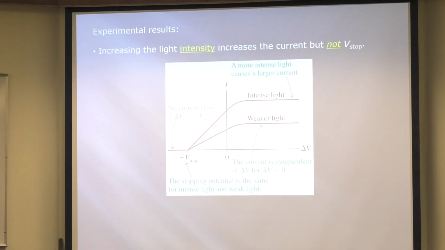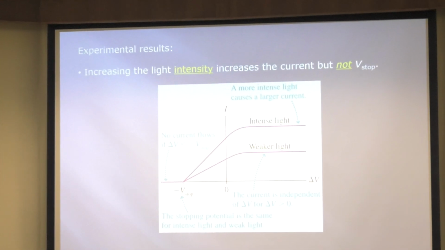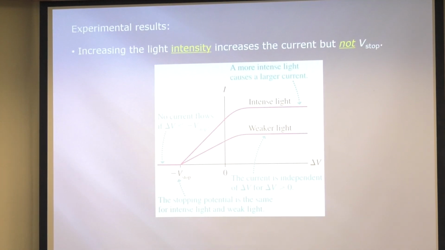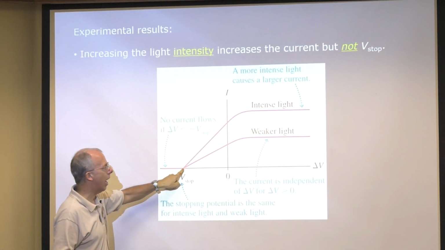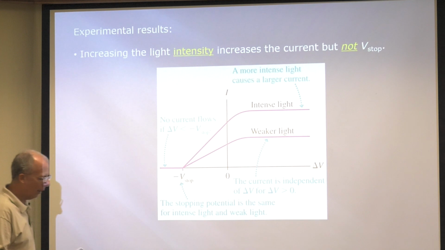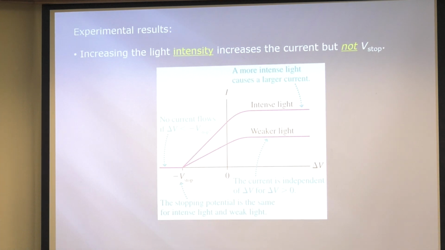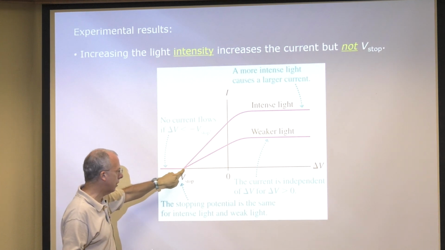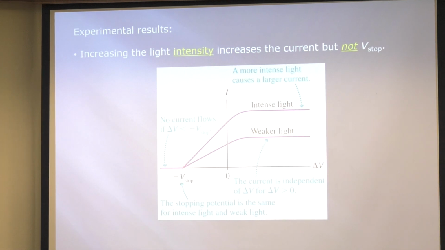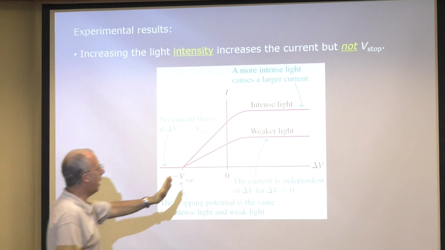So here's the results. Number one, if you increase the light intensity, you increase the current, but it has nothing to do with V-stop. Now hold it. You have to understand this. Okay, wait a second. So the fact that V-stop doesn't change means that the kinetic energy of the electrons doesn't change, right? But look, you get a higher current.